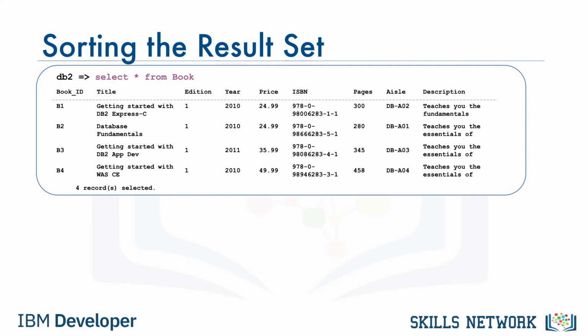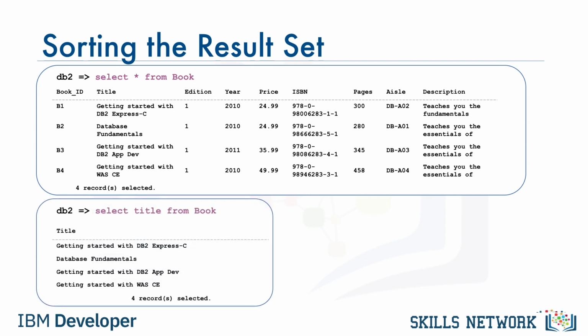We can choose to list the book titles only, as shown in this example. Select title from book. However, the order does not seem to be in any order. Displaying the result set in alphabetical order would make the result set more convenient. To do this, we use the order by clause.